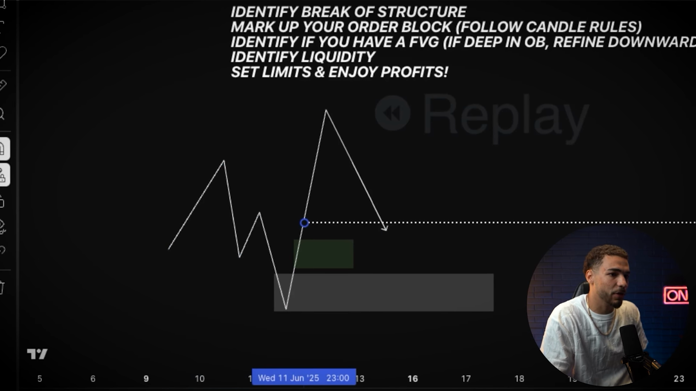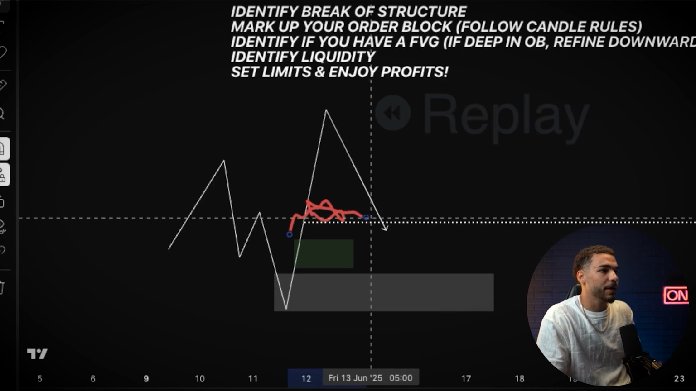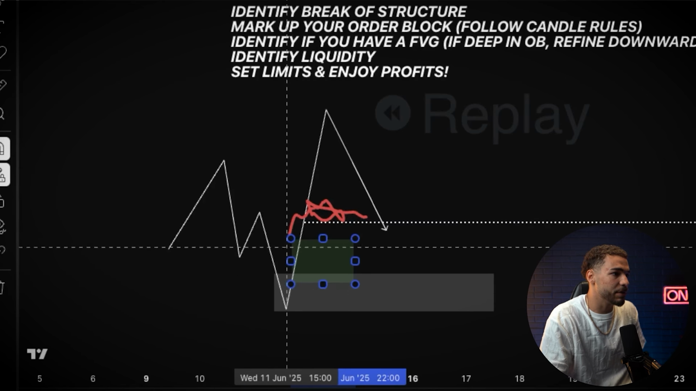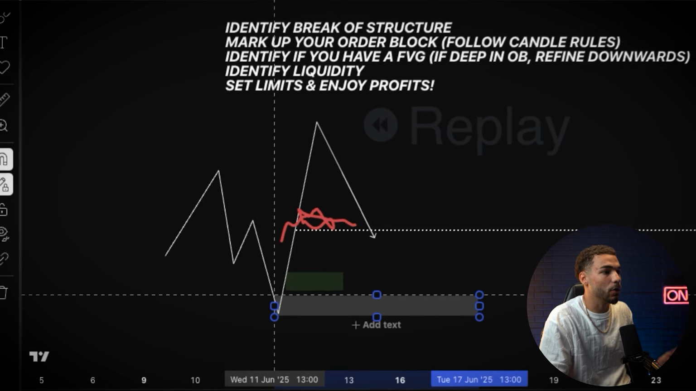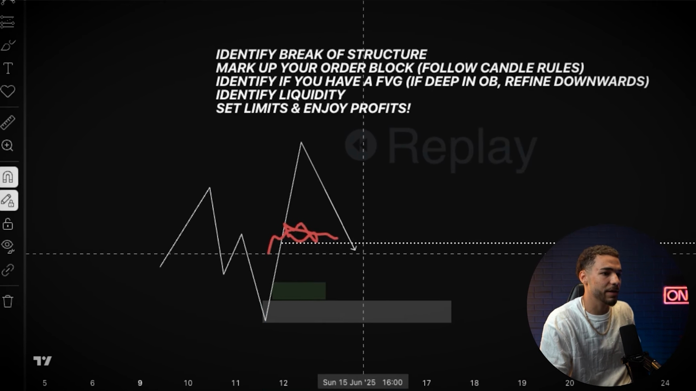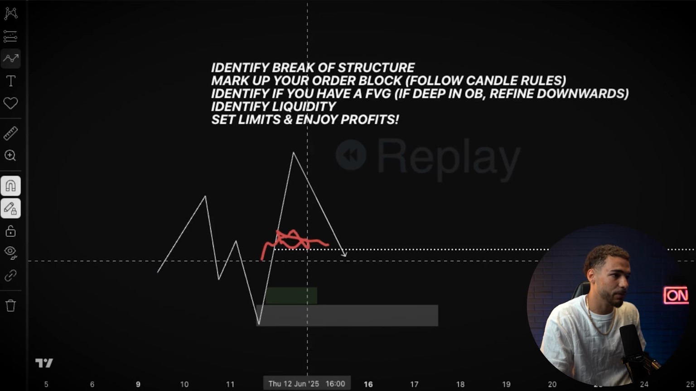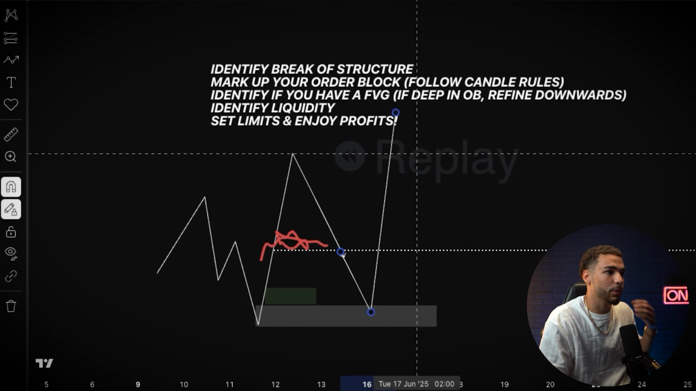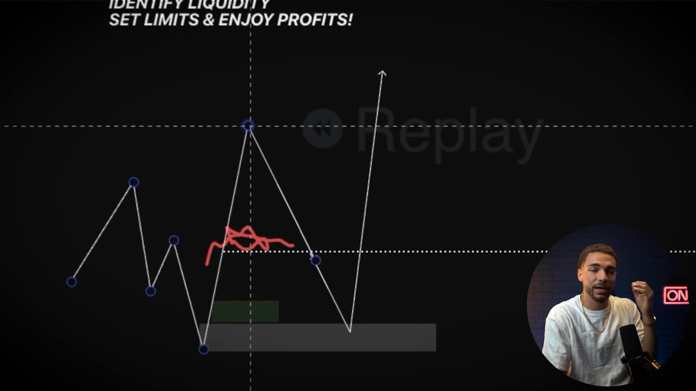So maybe, you know, on the way up, price actually chopped up over here a lot and left a lot of liquidity. And then obviously, if your fair value gap is very deep into your order block, then that is going to be your sign to then go on and refine your order block to a lower time frame. And then set your limits, watch as price makes its way back down and then pushes a new high. And when you actually take these trades, guys, I cannot stress enough, do not try to predict how far it's going to go. Just take it to that continuation level.